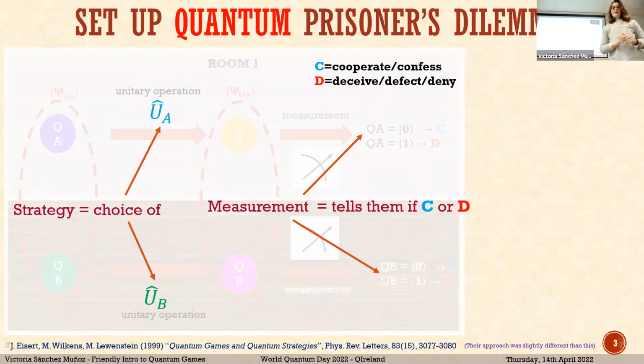So again, this is the same picture. The strategy, or the strategy in the game theoretical framework, is encoded in the chosen operation of this unitary operation, which we will look into in a couple of slides. And the measurement is what is telling them if they should confess or defect. Measurement of their own qubit. Okay.